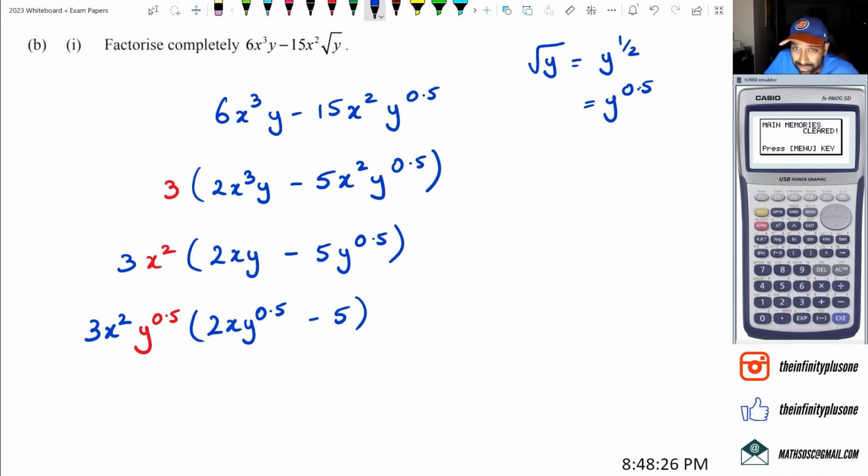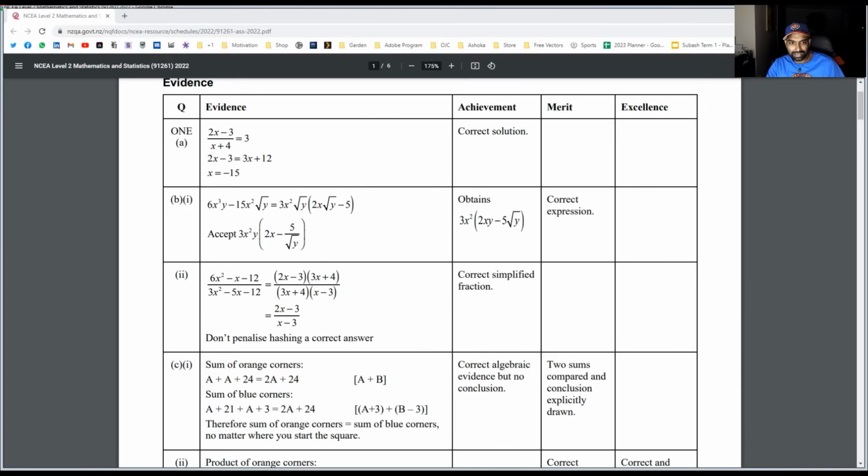And of course, if you want to simplify, you can write this in a different way. You could have written it like this: 3x squared root y, 2x root y minus 5. So I'm going to show you guys the answers itself. If you look at the answers, they've got a couple of different variations. So they accept this. Oh no, my answer is right there. There we go. That's the root of y, so that's y to the power of 0.5. So yeah, you can actually do it this way as well.